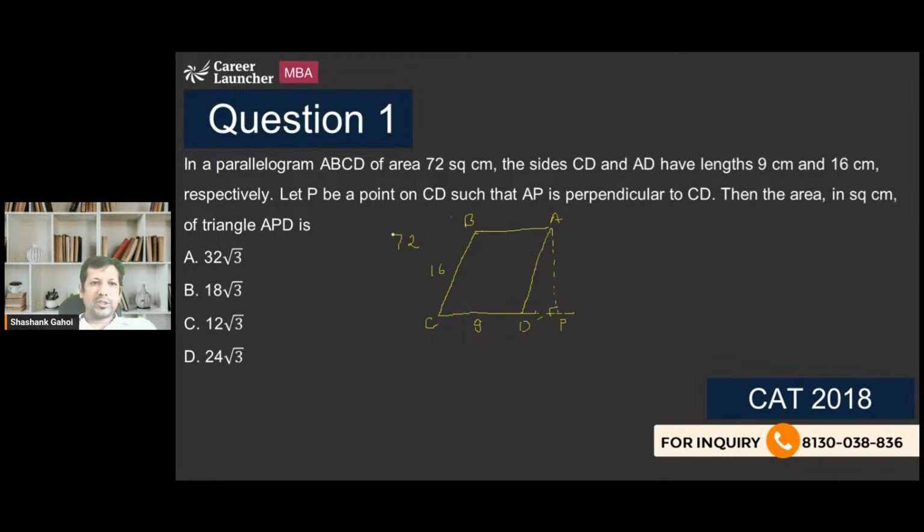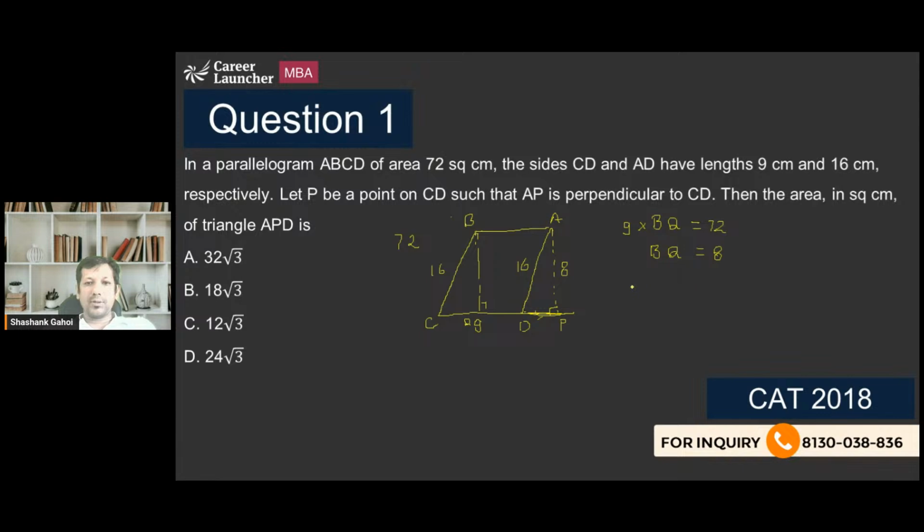Now area is given to us as 72. I am going to draw this AP. So basically this is something like this. Let's say BQ. What is the area of the parallelogram? That is base, that is 9, into height, that is BQ, and that is equal to 72. So BQ comes out to be 8. So if BQ is 8, then AP is 8. AD is 16. I need to find out DP. How am I going to find out DP?